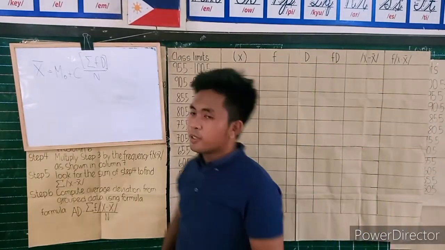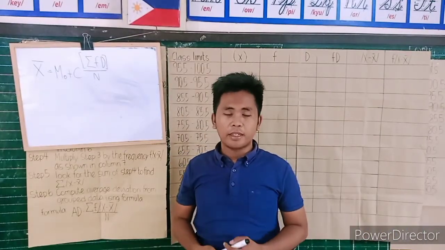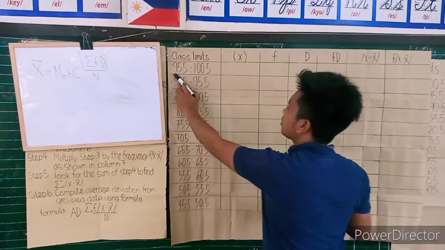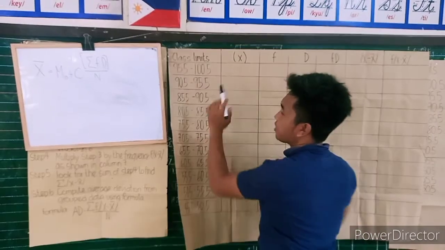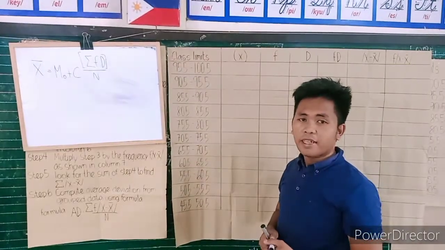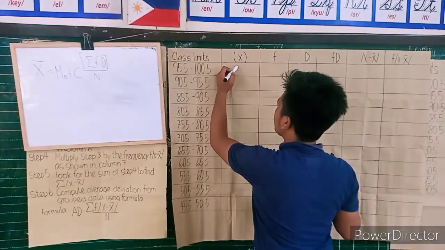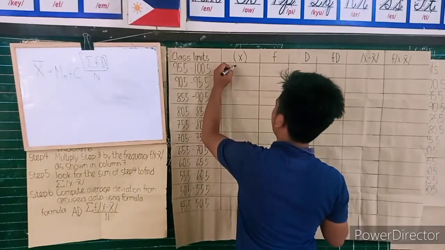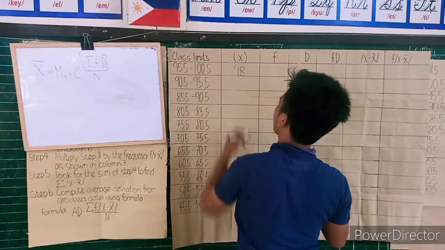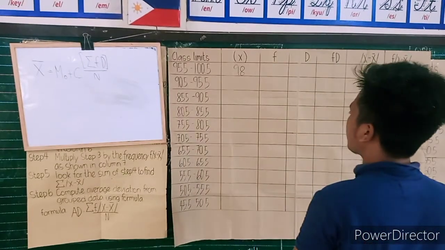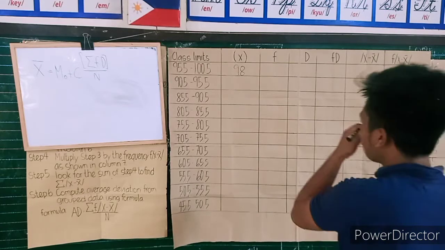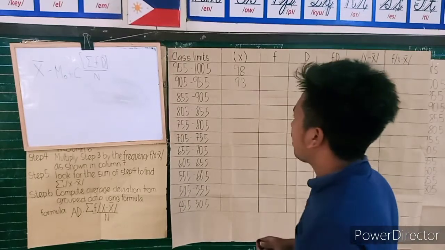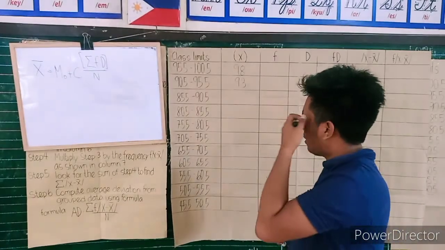So that is how we get the class limits midpoint. We add these two, 95.5 plus 105.5, and divide by 2. The answer is 98. Then 90.5 plus 95.5 divided by 2, we have 93. That is how we get the midpoint, or the number of scores.